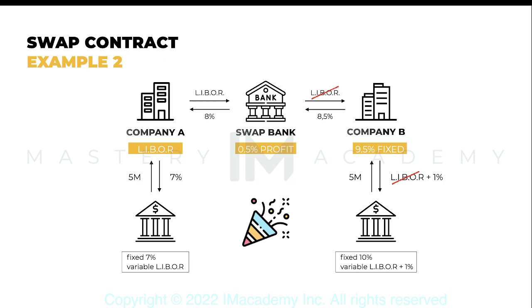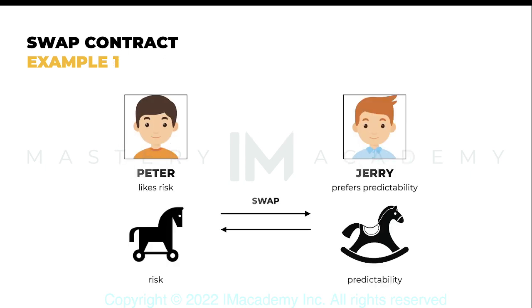I have a question by Hazard34 in the chat box. Hazard34 asks, "So Peter is profitable because he gets a good deal, but Jerry gets nothing." Well, not so much, because if we are talking about the horse, Peter takes the horse, which gives him exactly what he wants. He wants risk, and he gets the horse on the wheels. In the meantime, Jerry wants predictability, and he gets a predictable horse, which is a rocking horse, which just rocks left and right, front and back.